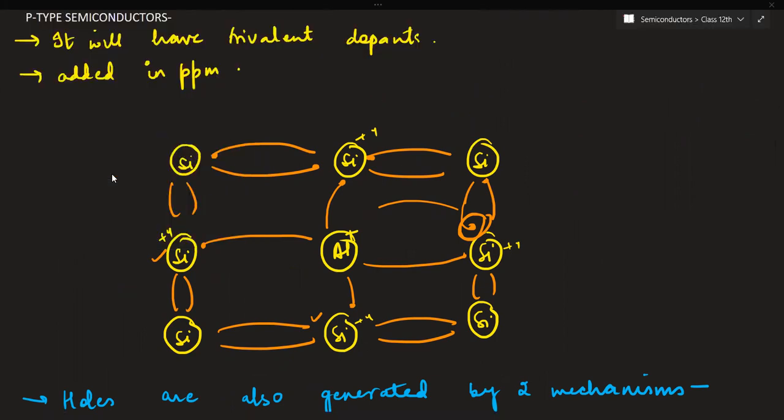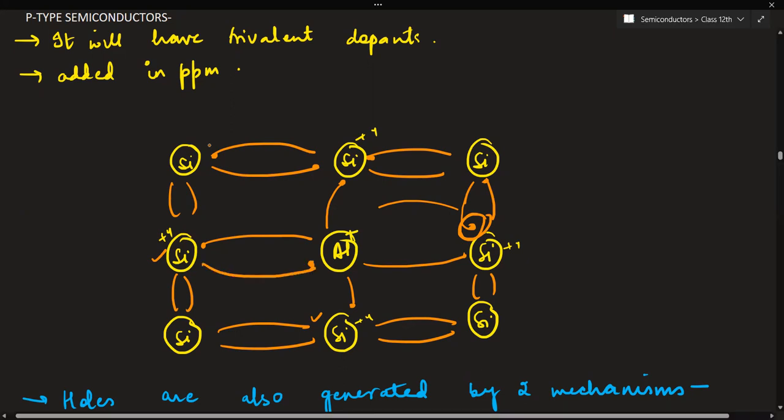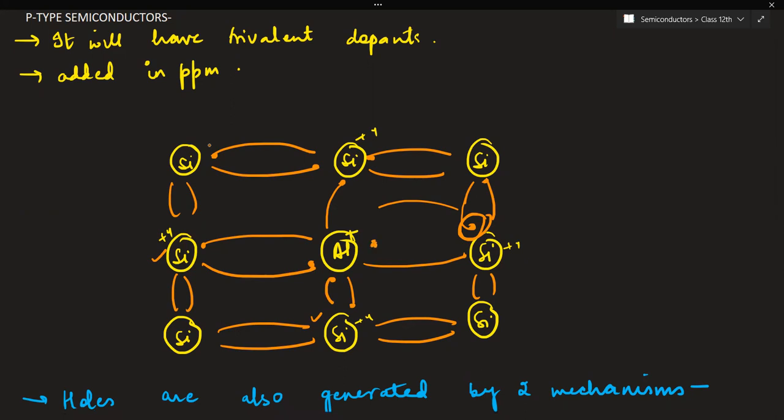See, class, in P type semiconductors, you have trivalent dopants. Like aluminium, where silicon atom was present. Here I had taken aluminium. Now, there will be a difference. Aluminium has only 3 electrons while silicon has 4. So at one part, there will be a vacancy. Let's say this is one electron, this is one electron, and this is one more electron that is completed.